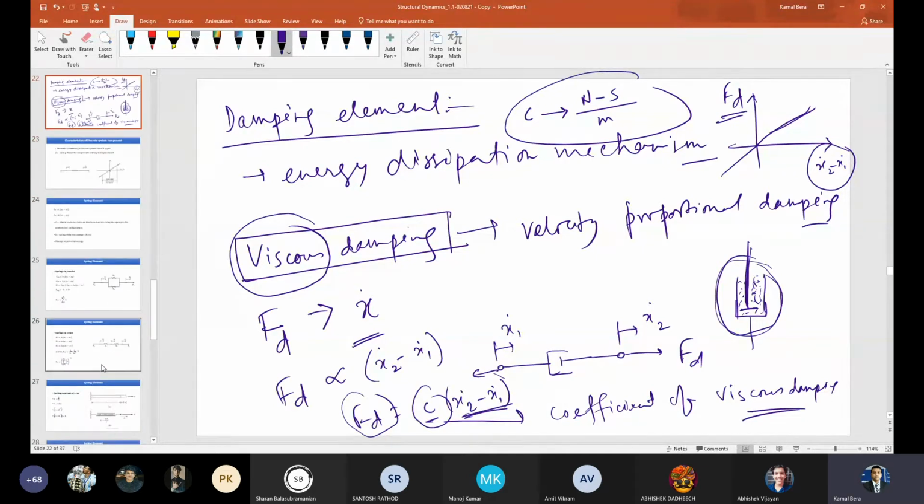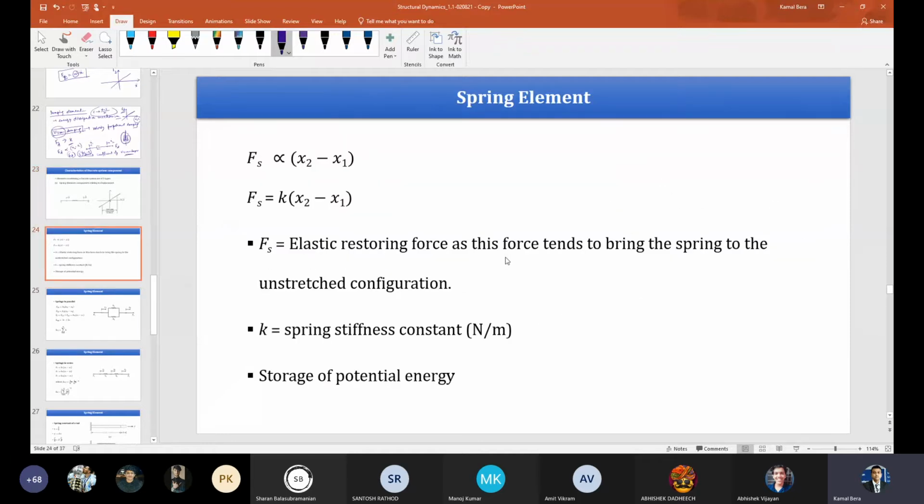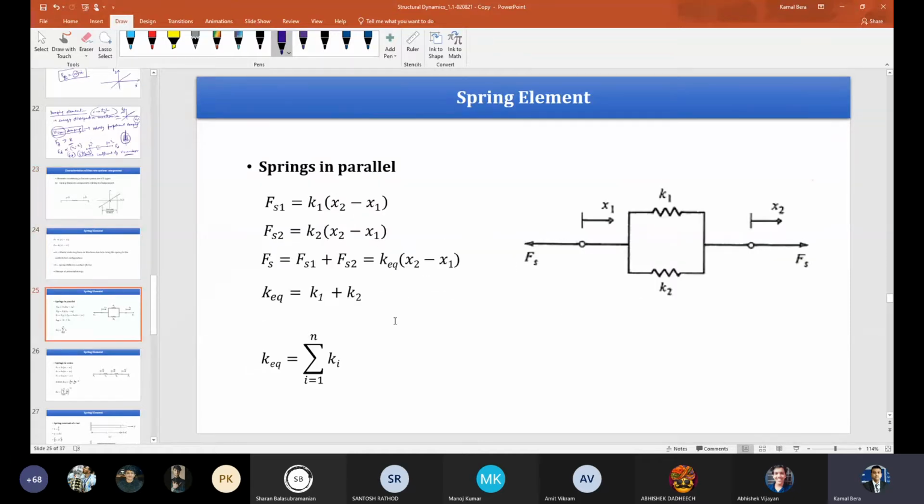So let me go to the slide, then it will be easier for you. This we have already discussed, the spring element. This is very well known to you. Springs in parallel: there can be two springs or multiple springs, which can be in parallel or in series. Then you can find the equivalent spring constant.